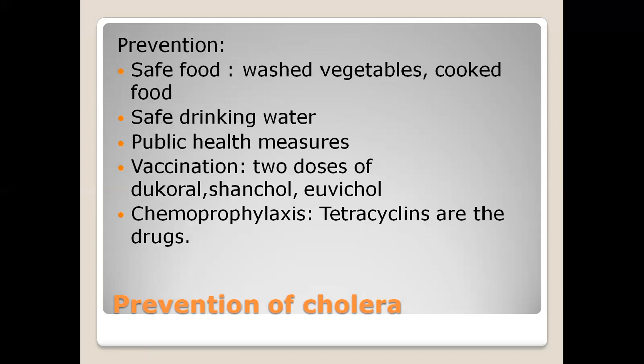Prevention. So how to prevent cholera? Mainly by taking safe food material. The vegetables should be washed once or twice, and human beings have to take only cooked food material and safe drinking water, and public health measures like public health sanitation. And there are vaccines available for cholera. There are two doses of vaccines the people have to take. The vaccines are Bicoral vaccine, Shanchol vaccine, and Euvichol vaccine. These are available for immunizing against cholera. And chemoprophylaxis treatment is also done with tetracycline antibiotics. This is regarding prevention of cholera.